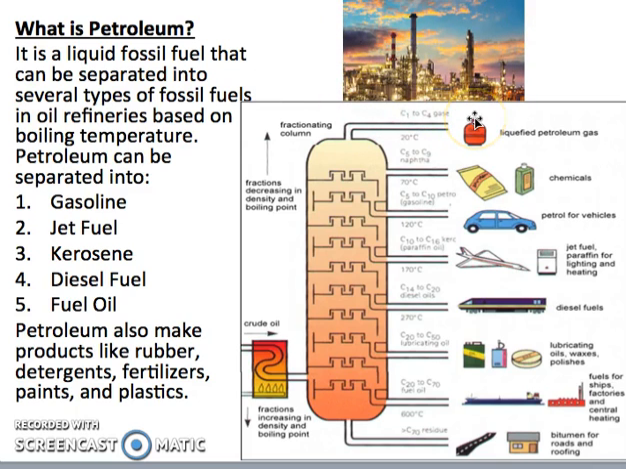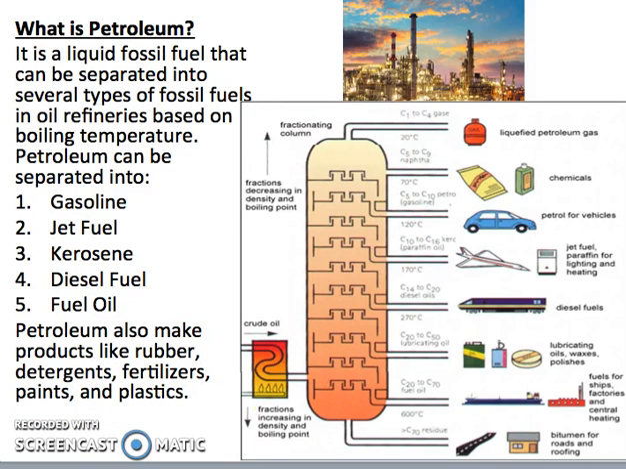This is what it looks like. And basically what happens at oil refineries is they take petroleum and they heat it up. And when they heat it up, the petroleum will actually boil. And petroleum is a mixture of all these different types of fossil fuels, like gasoline, jet fuel, kerosene, diesel fuel, and it also has chemicals that forms rubber, detergents, fertilizer, paints, and plastics. They're all mixed together into this form called petroleum.